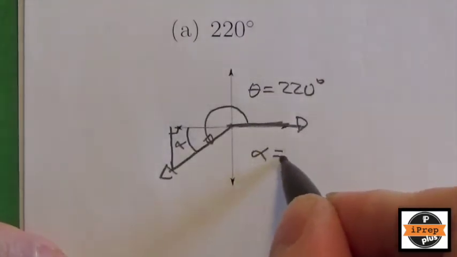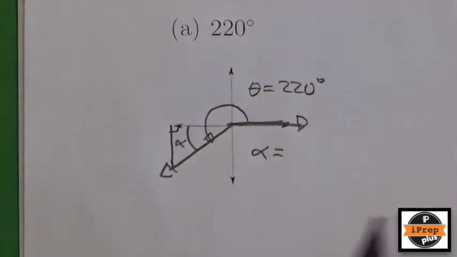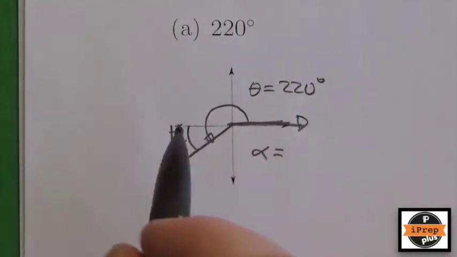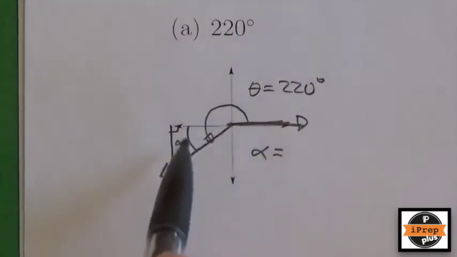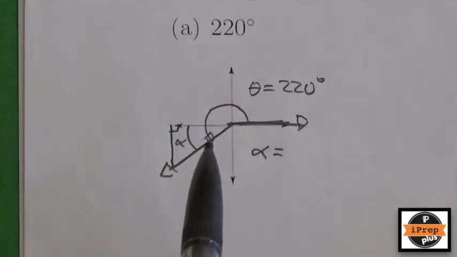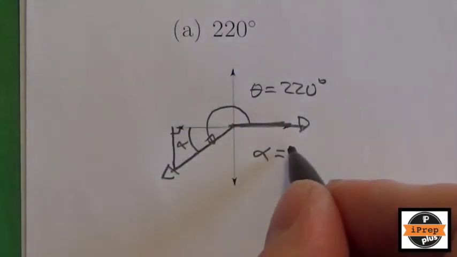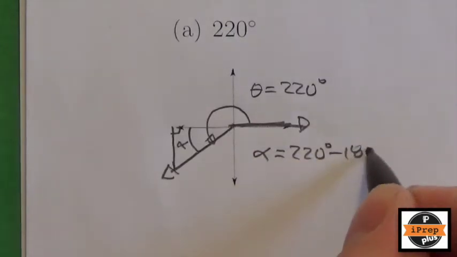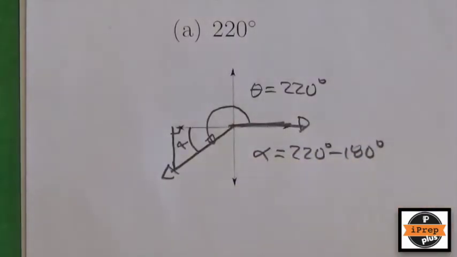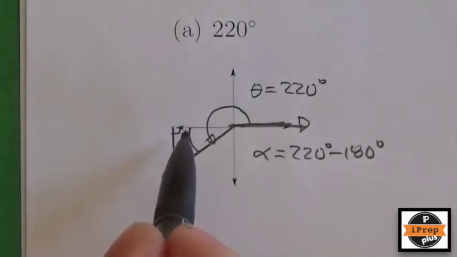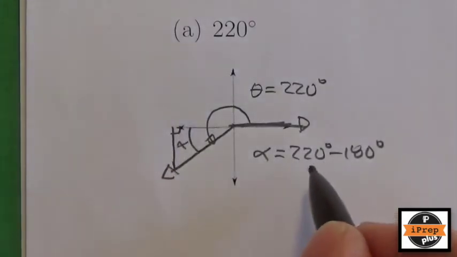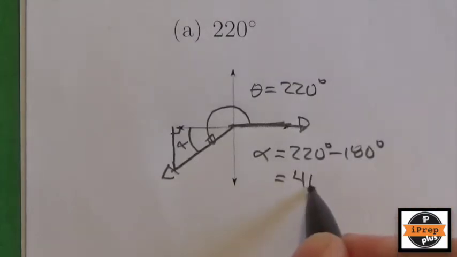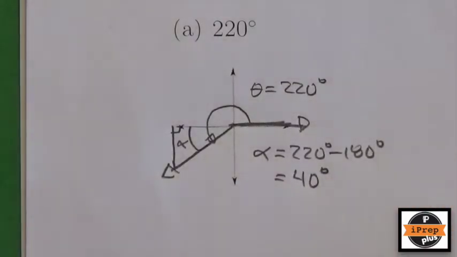So alpha here, in this case, because I've rotated around beyond the 180 degree mark, what we do to get the reference angle is 220 degrees minus 180 degrees. That line right there. So what I'm going to get is this little bit left over, and just think about it, 220 minus 180, our reference angle is 40 degrees.